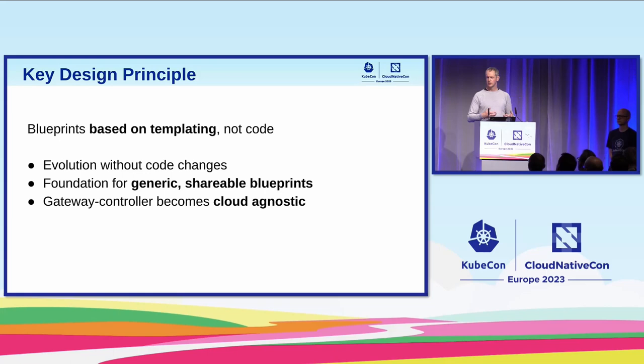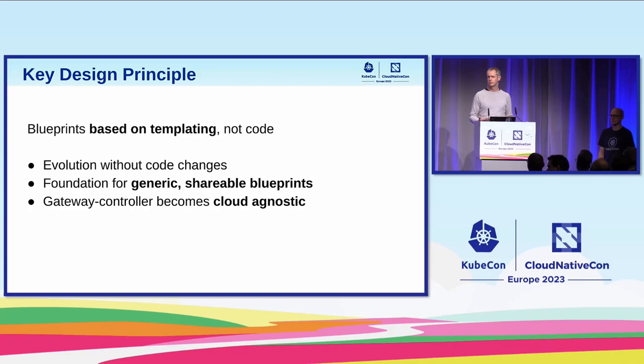That's really not ideal. Separating the blueprints from the controller is also a foundation for making the blueprints shareable and generic. And finally, because these blueprints just contain templates for Kubernetes resources, which could be Crossplane or Istio or anything else, it also makes the gateway controller that we are presenting here cloud agnostic. We're building data paths for AWS, but if you have a need for building data paths for Azure or Google, then you could definitely do that.